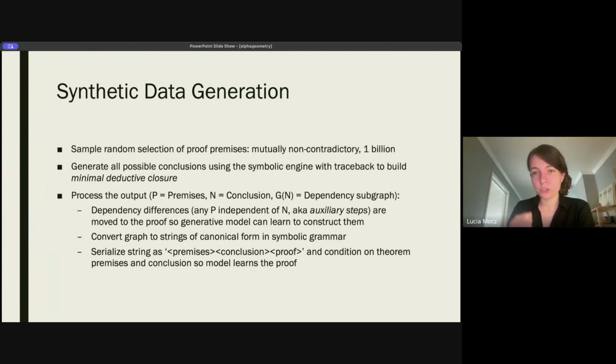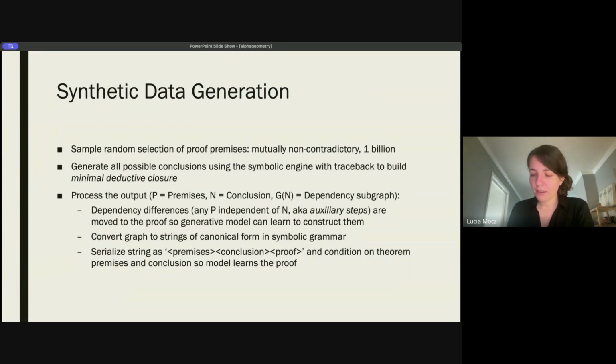So you select them one at a time so that each new statement in your premises is not going to contradict your previous premises. And there's a whole list. They claim to have 1 billion such premises from which they sample. From this, you generate all possible conclusions using the symbolic engine. So this is the massive complexity that we talked about before, where you generate every single possible conclusion. So this enormous graph, given a set of premises.